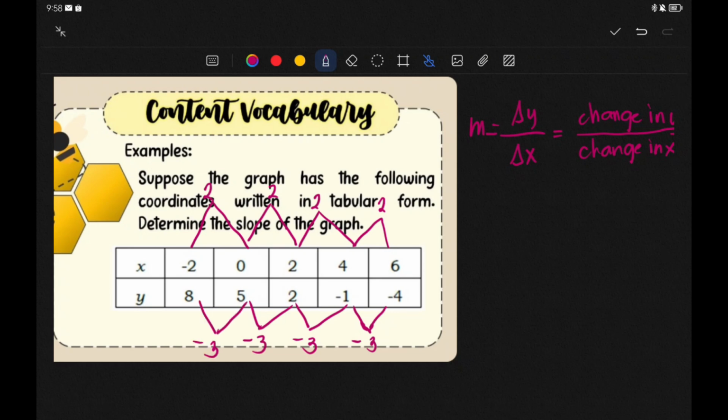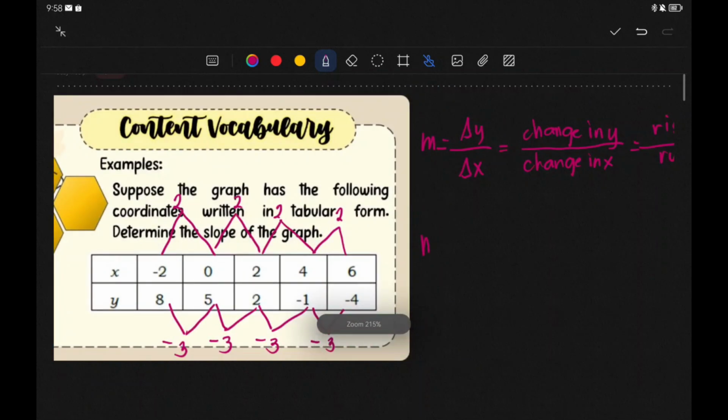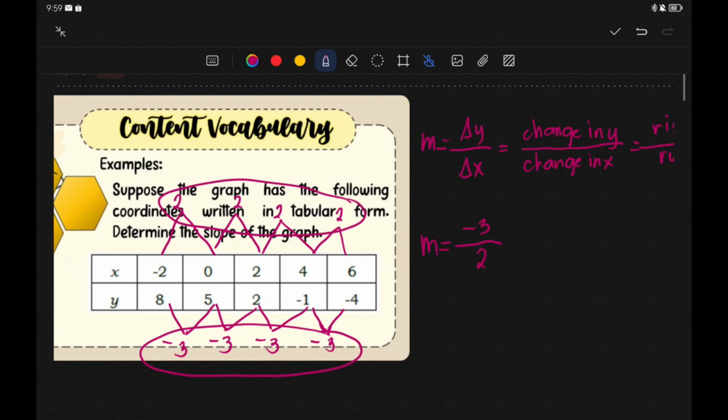Now, since we have the change in y coordinates and x coordinates, we can substitute that. So, our change in y is negative 3 over the change in x, which is 2. So our slope here is negative 3 over 2.